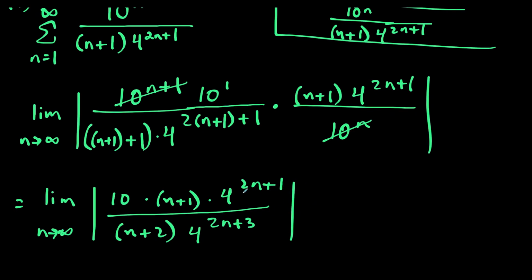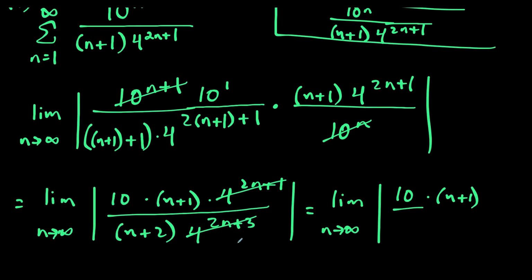So now we could simplify a little bit more. This is going to be the limit as n goes to infinity. And notice here we have 4 to the 2n plus 1 over 4 to the 2n plus 3. So right now in the absolute value we have 10, we have n plus 1. But when these cancel out, notice the denominator has the higher power. So we have 4 to the 2n plus 3 versus 4 to the 2n plus 1. But 2n plus 3 is 2 more than 2n plus 1. So that means on bottom, when these cancel out, we're going to be left with the 4 squared on bottom.